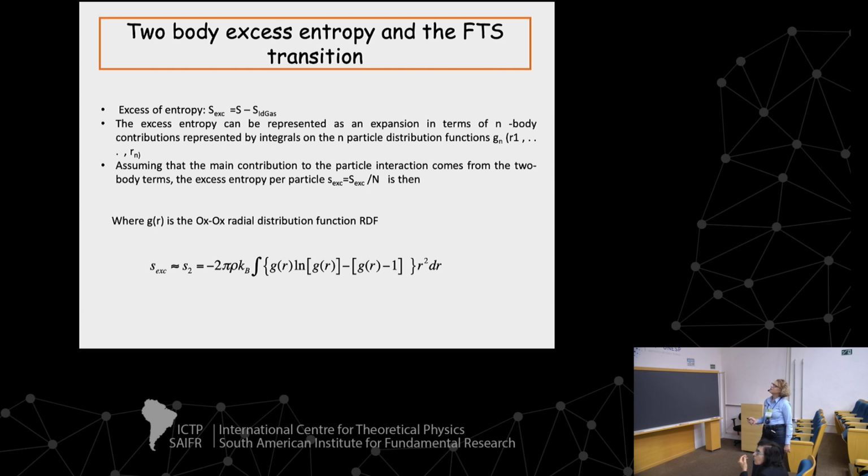It can be represented in an expansion in terms of n-body contributions. And if we assume that the main contribution, this is a strong assumption, comes from the two-body term, then we can calculate the excess entropy from the g(r), okay? So if you want to give an estimate of this excess entropy, you can use the g(r).